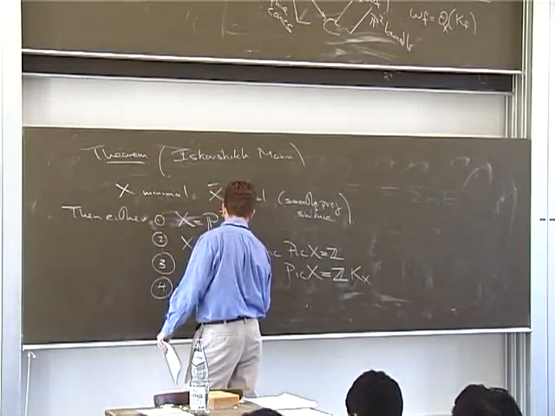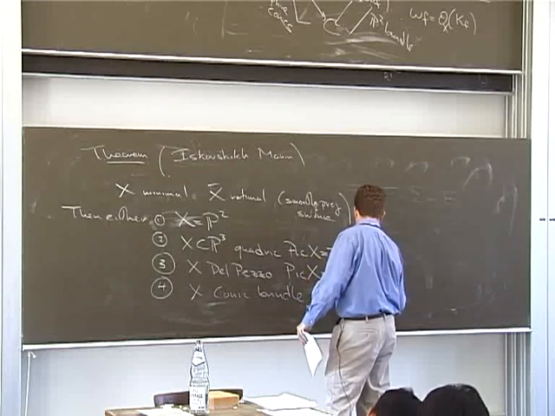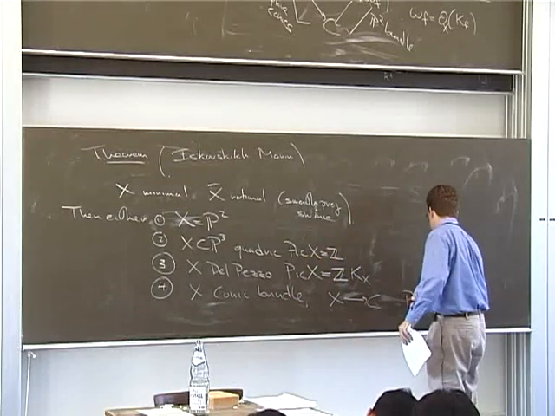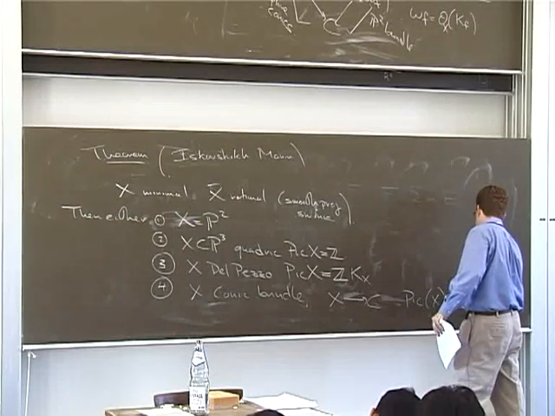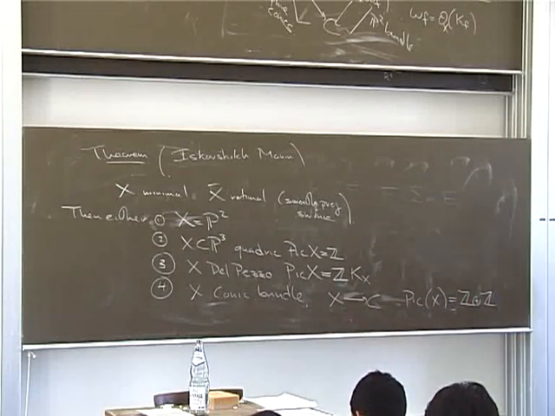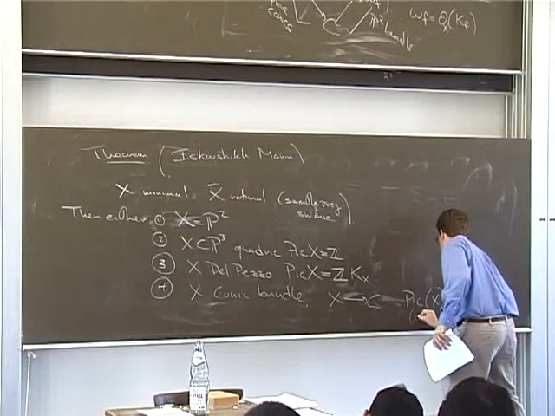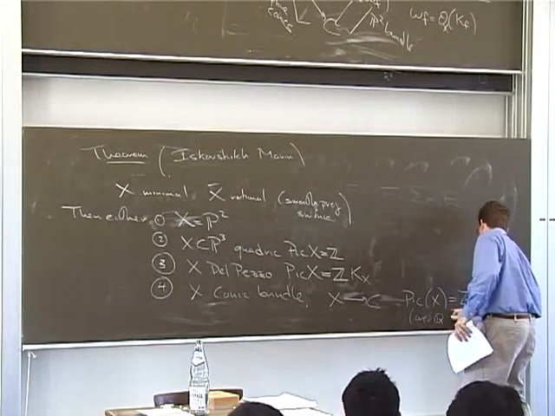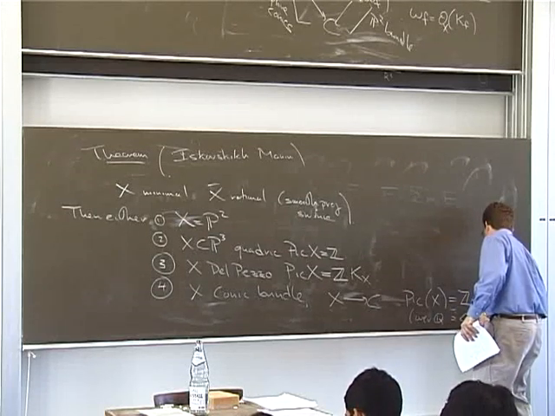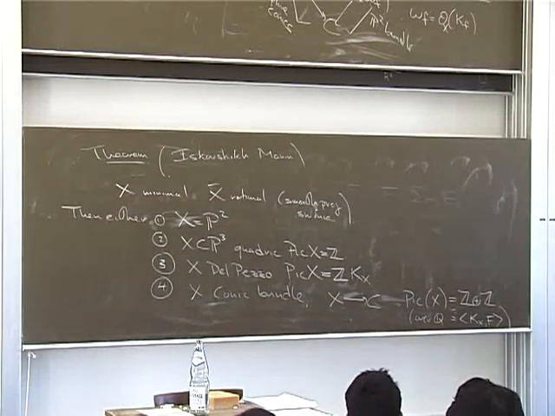Or X is a conic bundle with Picard group isomorphic to Z cross Z. Over Q, the Picard group will be generated by the canonical class and the class of a fiber. So these are all of the surfaces that you'll ever want to see.